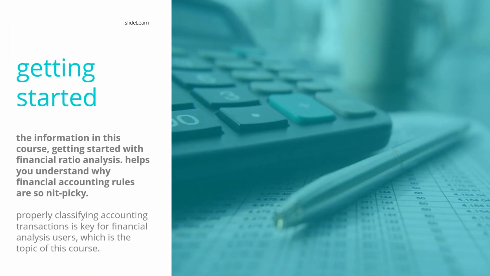The information in this course, Getting Started with Financial Ratio Analysis, helps you understand why financial accounting rules are so nitpicky. Properly classifying accounting transactions is key for financial analysis users, which is the topic of this course. Here, you learn about key measurements and analysis that financial statement users perform to gauge the effectiveness and efficiency of the way management is running the company.